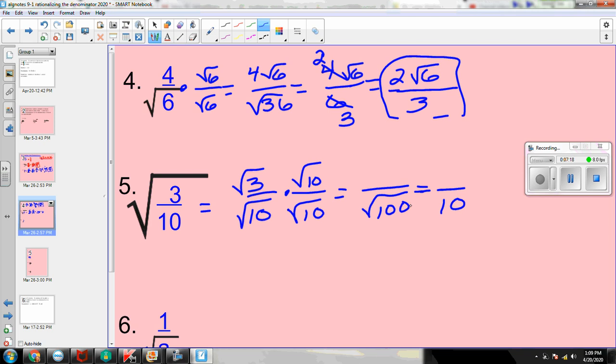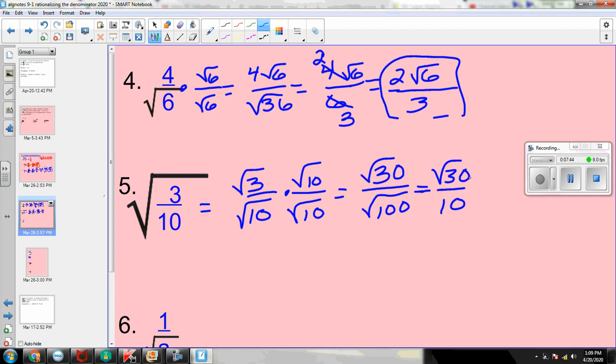So see how I get rid of the radical in the denominator? I get a whole number of 10. When I take the square root of 3 times the square root of 10, I do get the square root of 30. I can multiply them because they're both under radicals. The question is, is the square root of 30 over 10 simplified? Could I divide 30 and 10? No, I cannot, because 30 is under a radical and 10 is not.